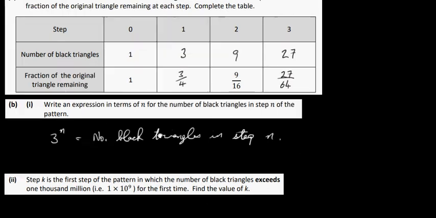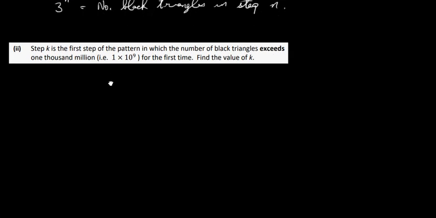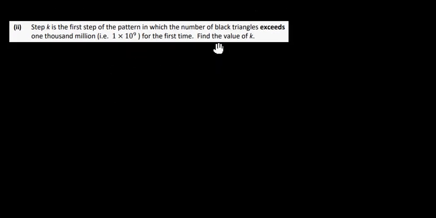Okay, so step K is the first step of the pattern in which the number of black triangles exceeds 1,000 million, or 1 times 10 to the power of 9 for the first time, and we've got to find this value of K. So we know that 3 to the power of n is the number of black triangles.